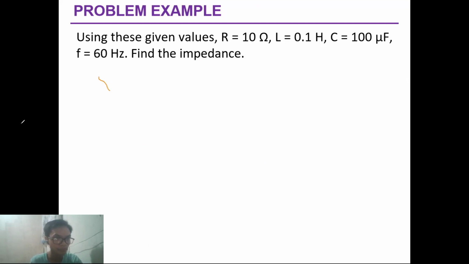In order to find the inductive reactance, we will use this formula: X sub L is equal to 2 pi f L, where f is the frequency and L is the inductor.